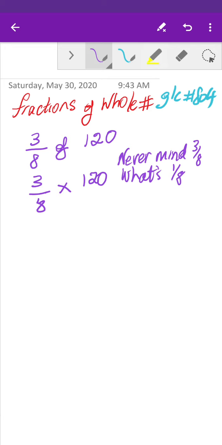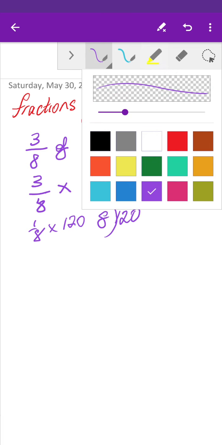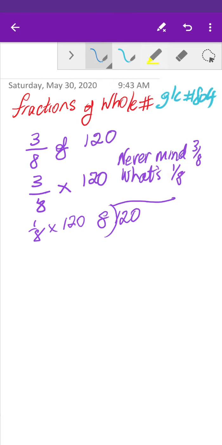So what is 1/8 of 120? 1/8 of 120 is the same as 120 divided by 8. So let's divide 120 by 8. 8 goes into 12 once, and 1 times 8 is 8, remainder 4, and 8 goes into 40 5 times. So we've discovered that 1/8 of 120 is 15.